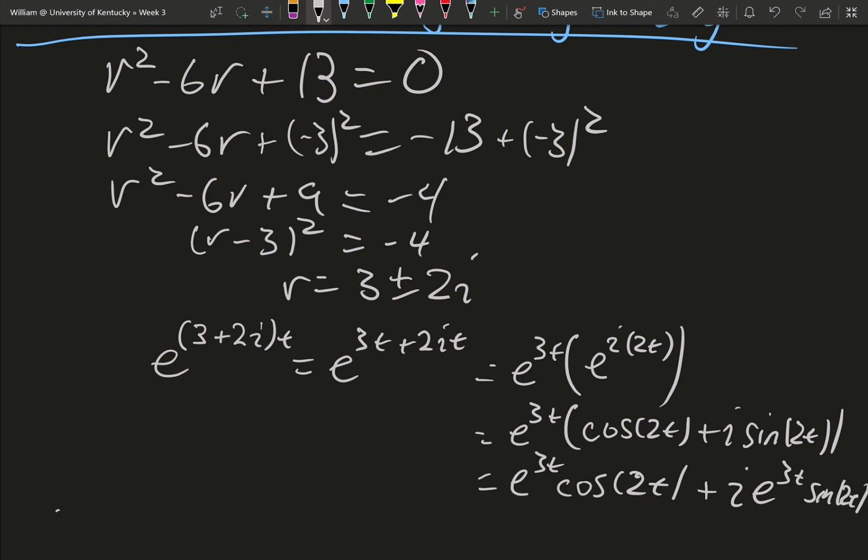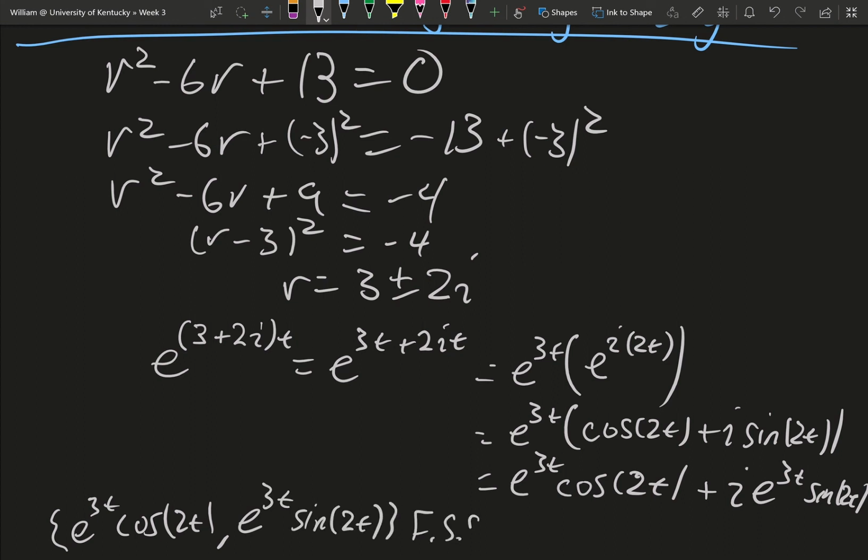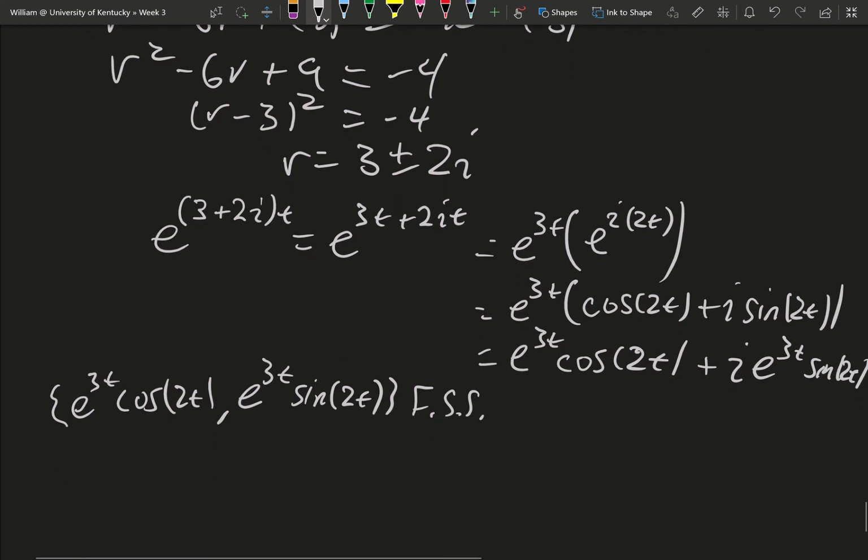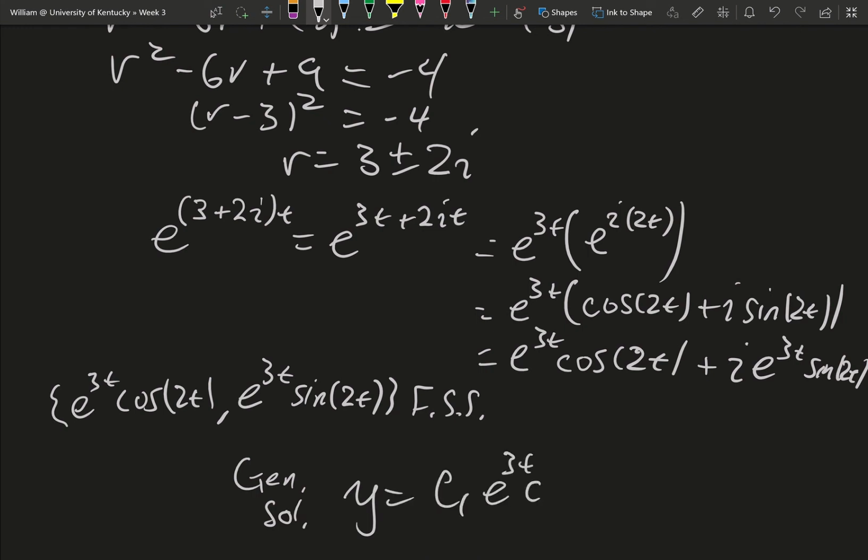So we'll have our fundamental set of solutions and then our general solution, y equals c1 e to the 3t times cosine of 2t plus c2 e to the 3t sine of 2t.